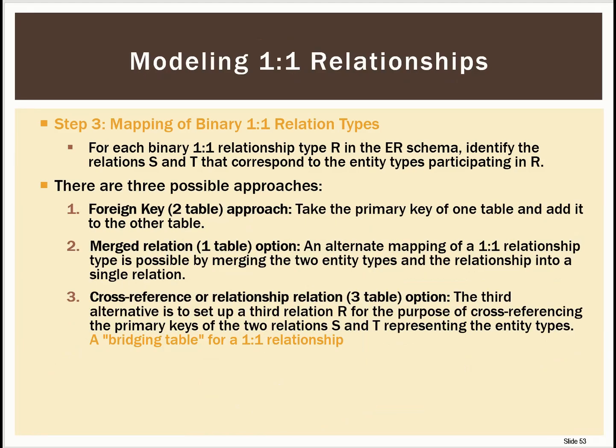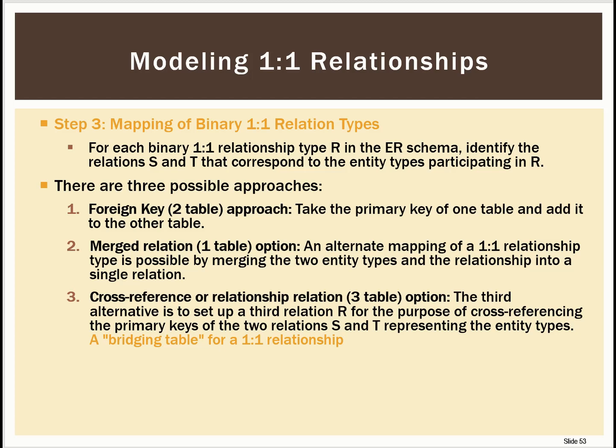So in conclusion, there are three ways to model a one-to-one relationship: the foreign key approach, or the two-table approach, the merged relation, or the one-table approach, or the cross-referencing relation, or the three-table approach. Which one should you use? Well, let's talk efficiency. For efficiency's sake, it might be better to have one table. The reason is that the more tables we have, the more places we have to go to look up information, the more expensive the operation is.